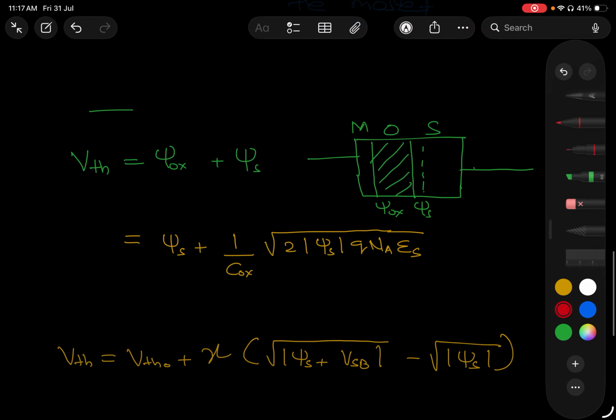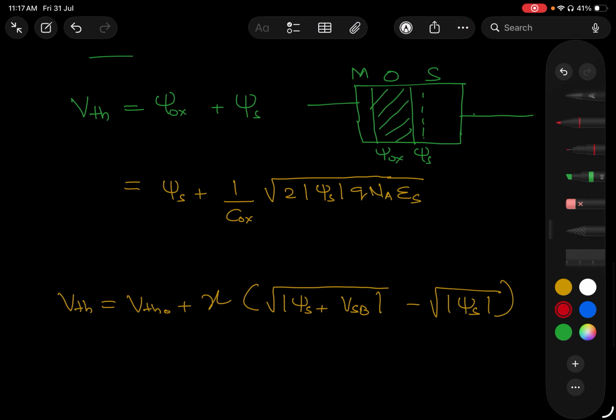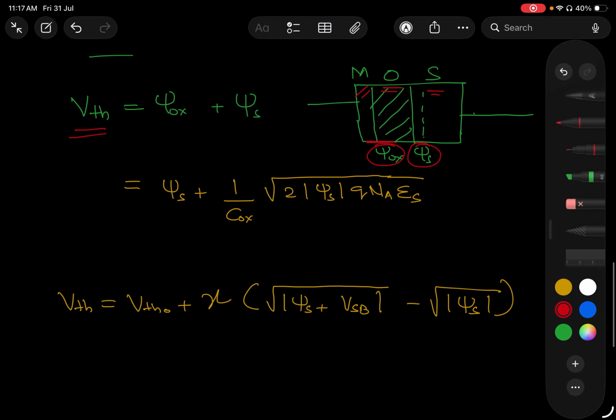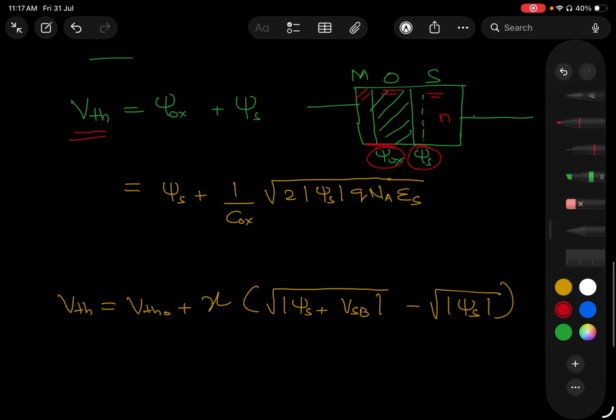Now we know the threshold voltage. In a MOSFET we have the metal, the oxide, and the semiconductor. There will be some potential psi ox across the oxide, and a psi s due to the depletion region over here. There will be a bulk concentration and a surface concentration. Due to this difference, there will be some potential called phi s.